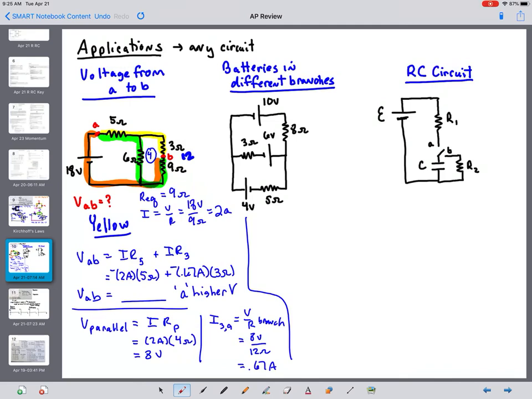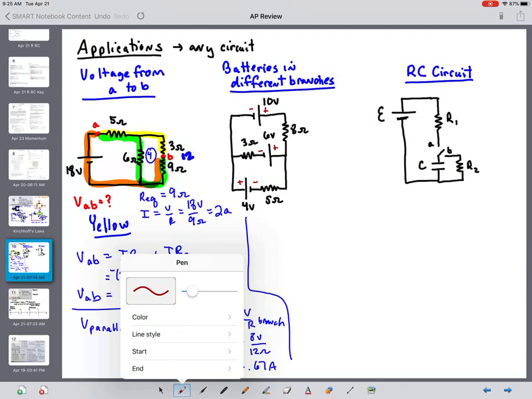Batteries in different branches, second application. So we have our more complex circuit here, and we would be looking at what current flows in each branch. So we have 3 unknowns, a current in 3 different branches. And so we would want to set up 3 different equations. So then looking at our batteries, our biggest battery is 10 volts. And I'm going to put our plus and minus signs in on these so we know what direction they're tending to drive currents.